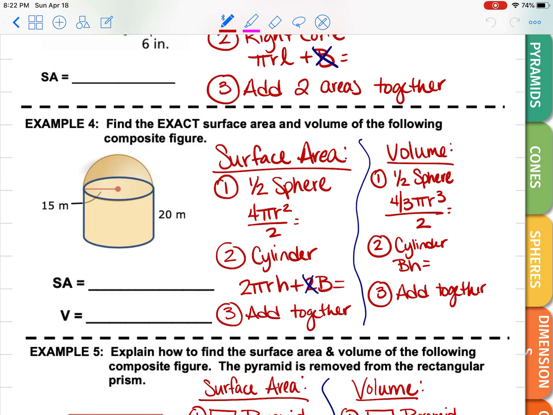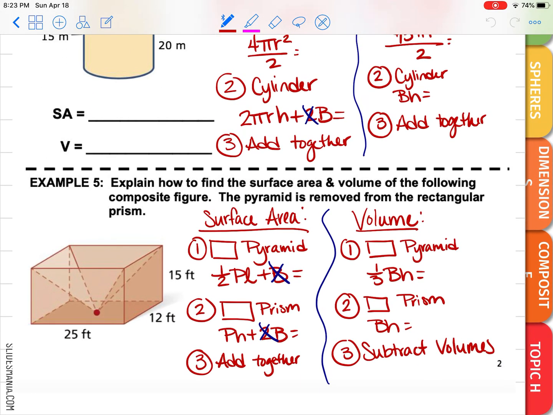Then with the cylinder, you're using everything but the top base. So that's why I marked out the 2, because you still need 1B. You still need the area of the bottom base, but you take the 2 off because you don't need the top base. Once you took that 2 out, then you can add your two areas together and you have your correct answer. Volume, again, pretty easy. You're just finding the volume of the two pieces and adding them together. But just make sure, because you're doing half of a sphere, that you divide the volume in half first.